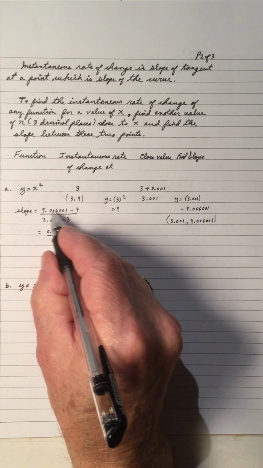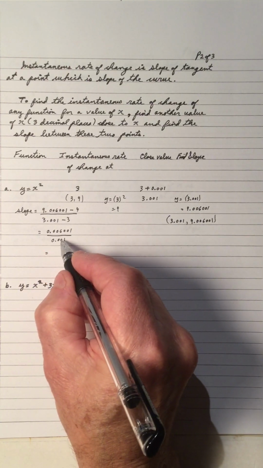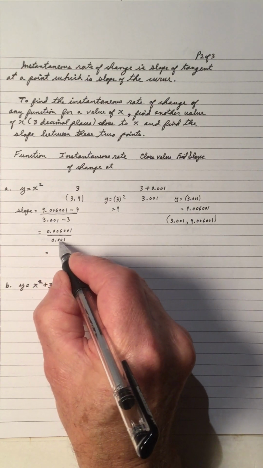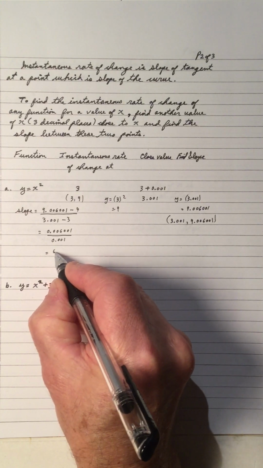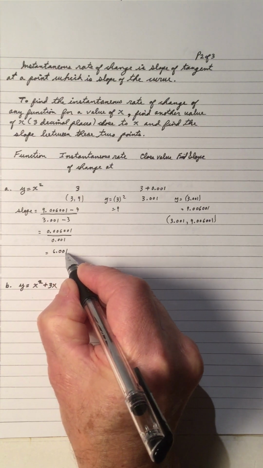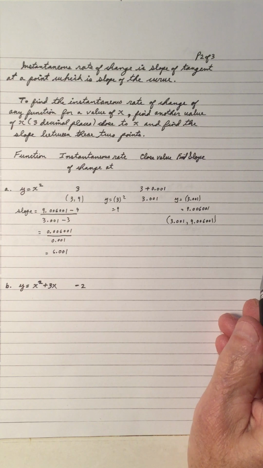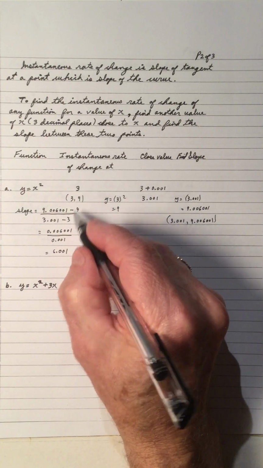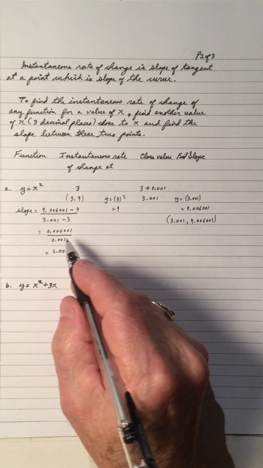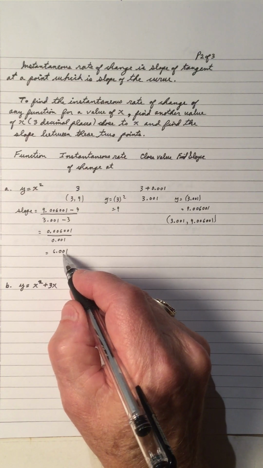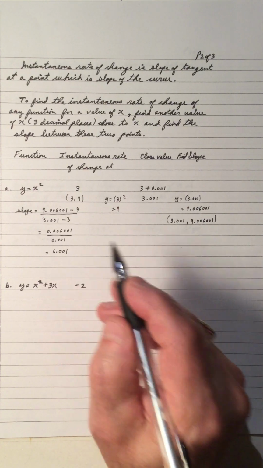So notice I worked out the numerator, and now I divide. Dividing here, move 3 places, I get 6.001. So that's the instantaneous rate of change at 3. And again, this is an approximation for the slope of the tangent, 6.001.